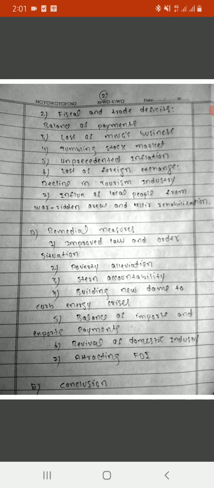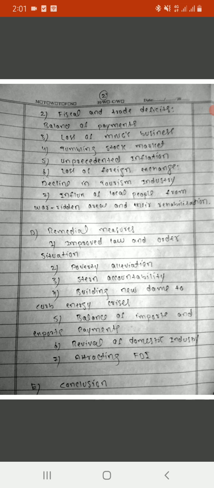And then building new dams to curb the energy crisis, that's also one of the remedial measures. Balance of import and export payments, yes, this is also one of the remedial measures. Then the revival of domestic industries. How? In this way we will be able to decrease our imports from foreign countries if we are able to revitalize our domestic industries like the steel industry and others. And attract foreign direct investment. So how can we attract foreign direct investment? By bringing peace and stability and a conducive environment for business, and the ease of doing business is also one of the reasons. So in this way we will be able to solve the economic and social problems of Pakistan.